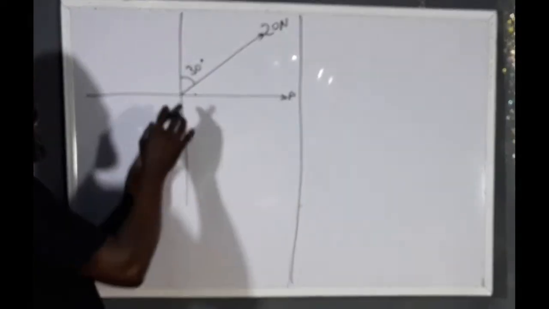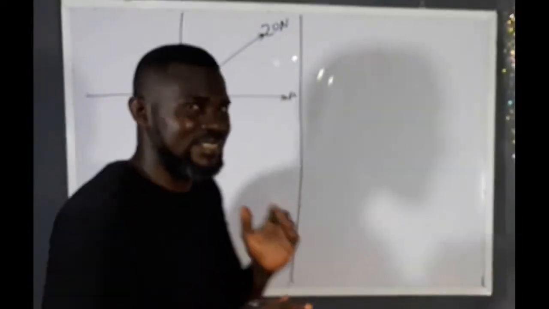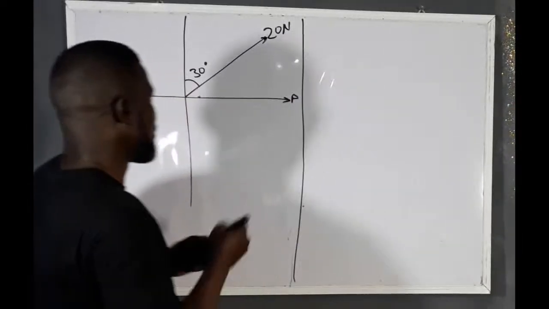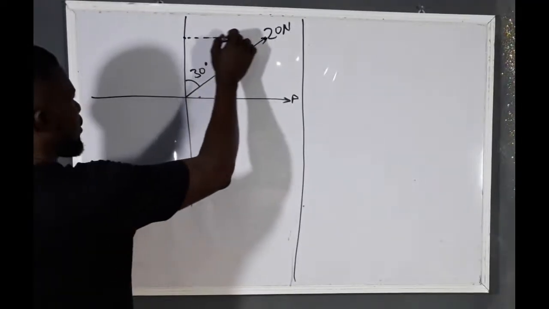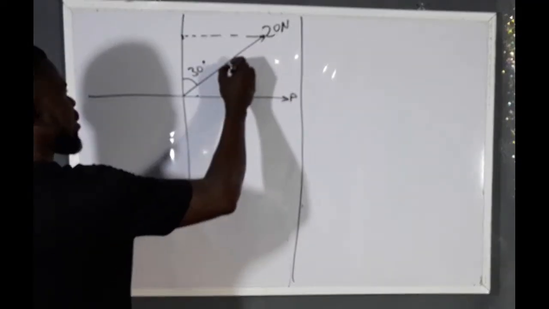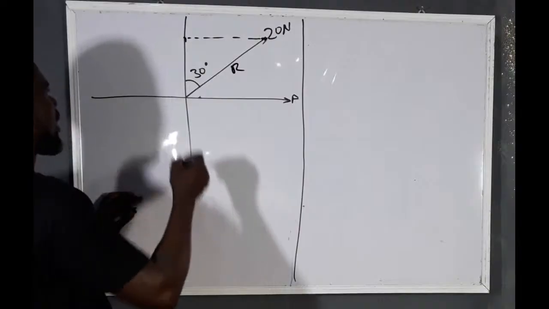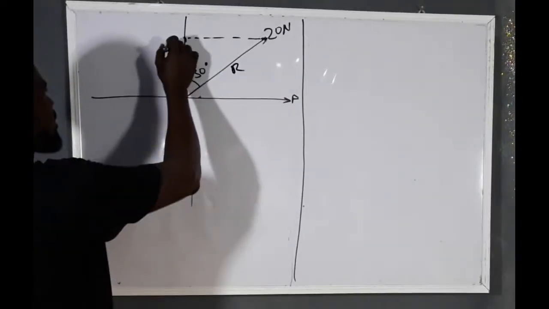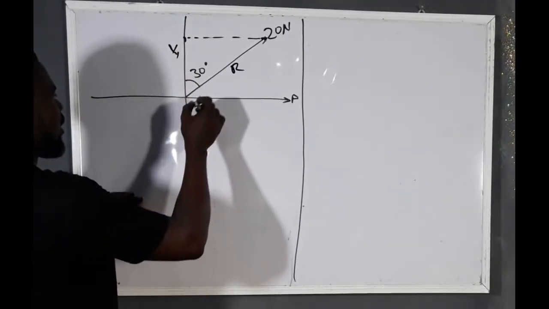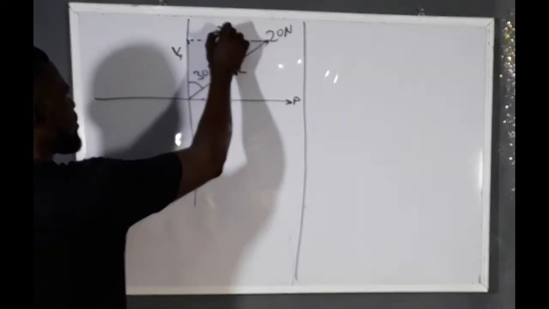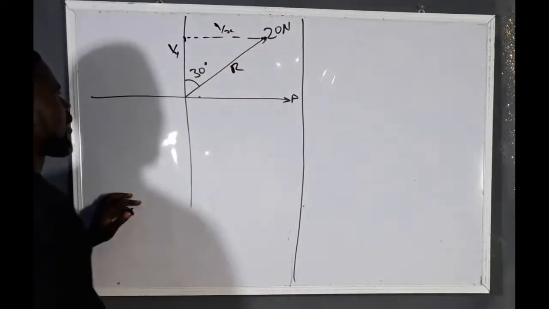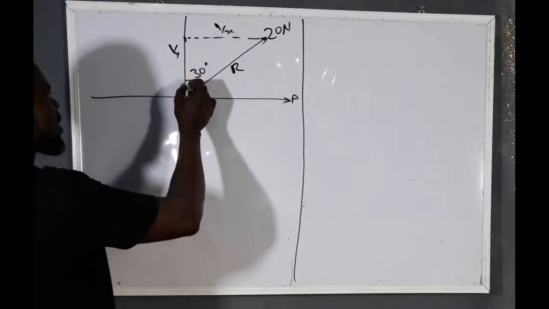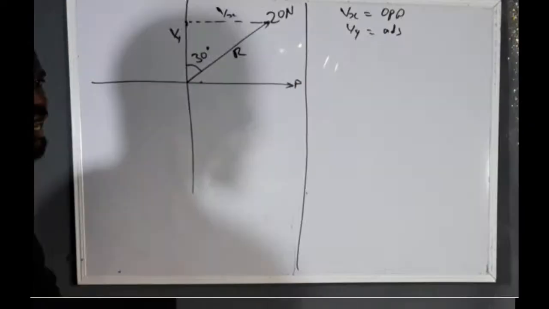So since the angle is with respect to the vertical, look at what we are going to do. Right? This is your resultant. We can say this is our Vy, and this one will now be what? The Vx. So with respect to this angle, this is the opposite. Vx is the opposite. And Vy is the adjacent.